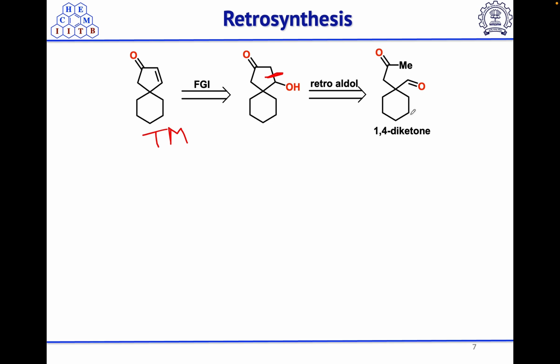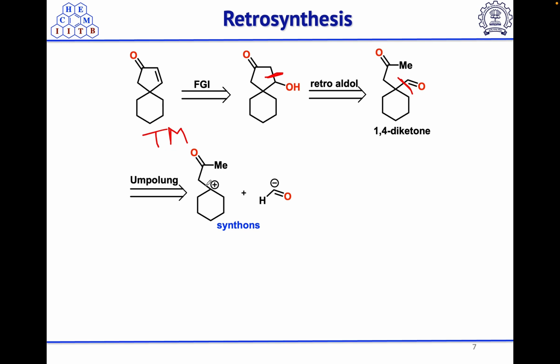Now from where can we get this 1,4-dicarbonyl compound? Basically, we can think about this C-C bond disconnection, and that leads to this acceptor synthon, where the positive charge lies on the beta carbon, next to this carbonyl.